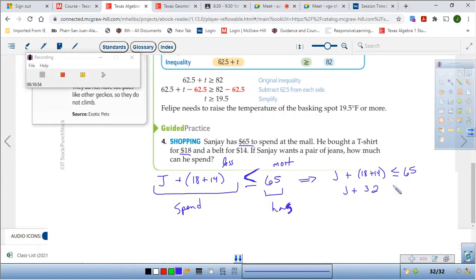So the jeans plus 32 is less than or equal to 65. Minus 32, minus 32 that he's already spent for the shirt and the belt. Jeans is less than or equal to $33. He can spend up to $33 for a pair of jeans. Pretty cool, right? He can buy jeans for $1, $2, all the way to $33. He can't go over $33 because then he'd be going over 65.